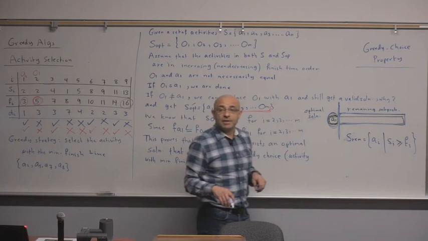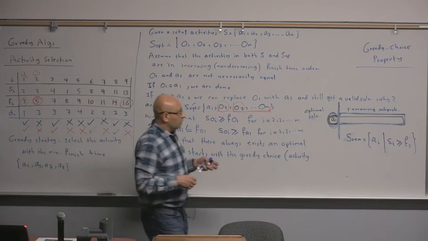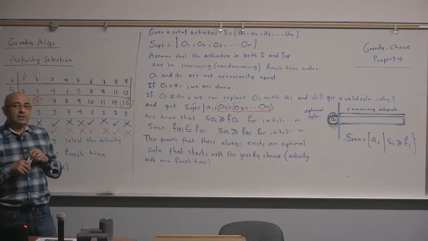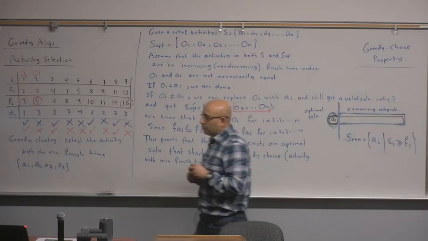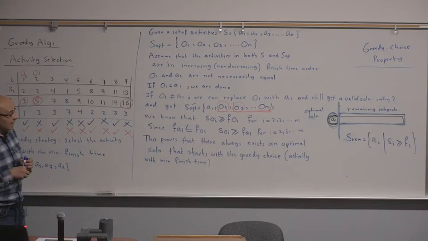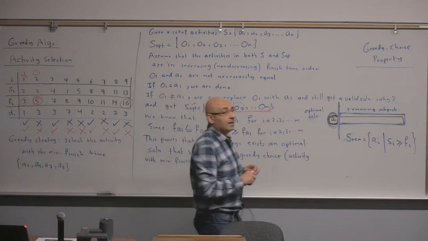Okay? So, does this make sense? Any questions on this? Again, explaining the algorithm and how it works and the code is much easier than the proof of correctness. And that's the challenge in greedy algorithms, to prove that this algorithm works all the time for any instance.